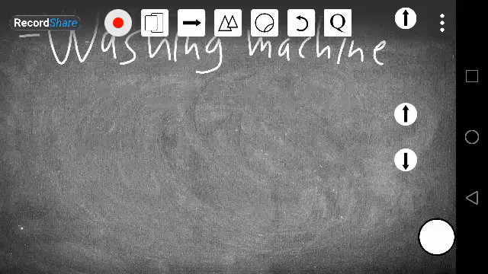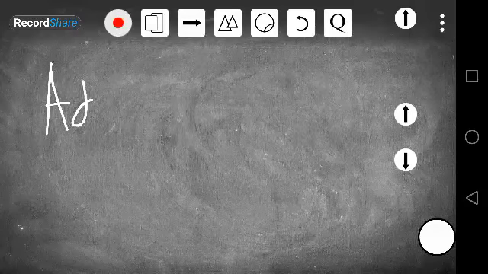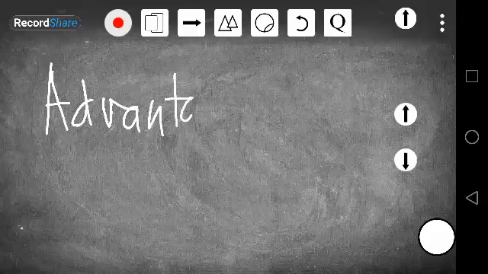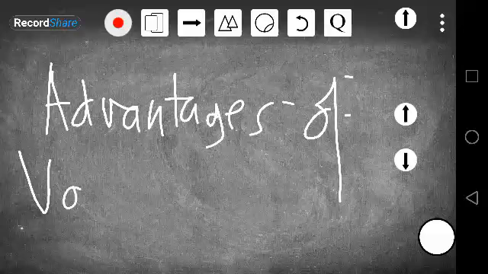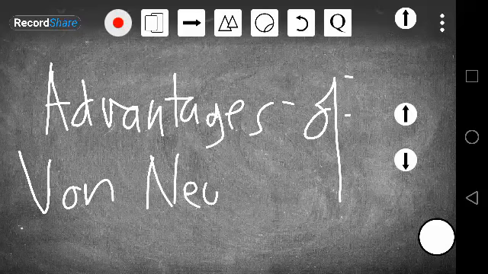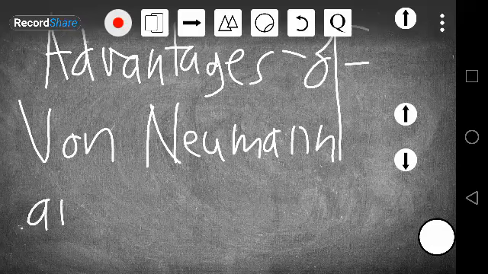Now, we are done with the Harvard architecture. In the last tutorial, we did not look at the advantages or the disadvantages of von Neumann architecture, which I feel we should discuss in this lecture. Let's look at the advantages of von Neumann architecture.